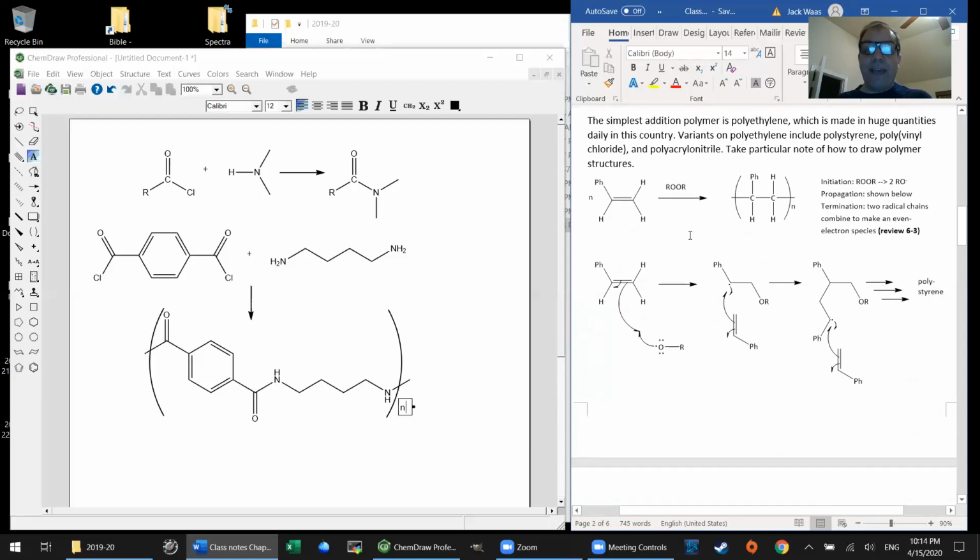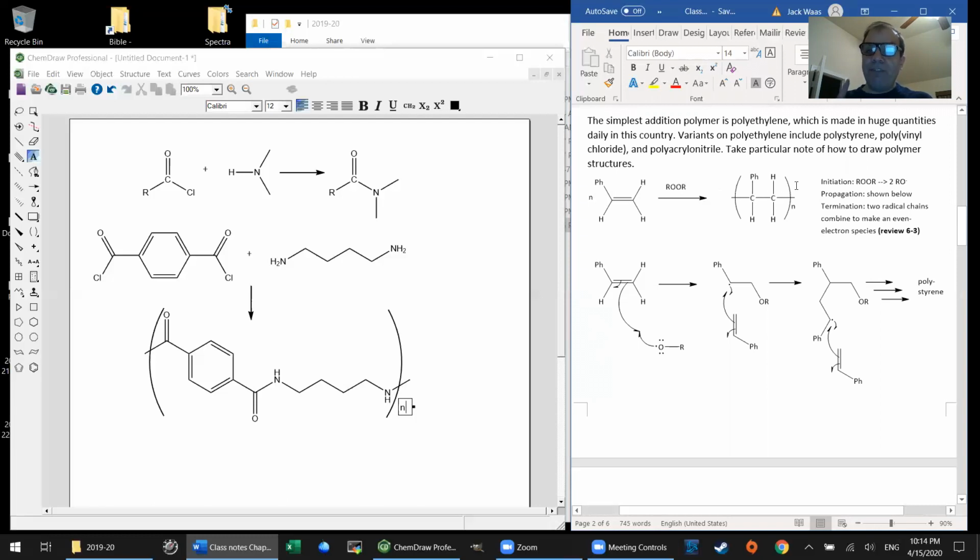An example of a very famous addition polymer is polyethylene, would certainly be one of them, where the monomer is just ethylene, CH2 double bond CH2. One derivative of polyethylene is polystyrene. So we start with, if you will, N molecules of styrene, and we undergo radical polymerization, and we get a product that looks like this.